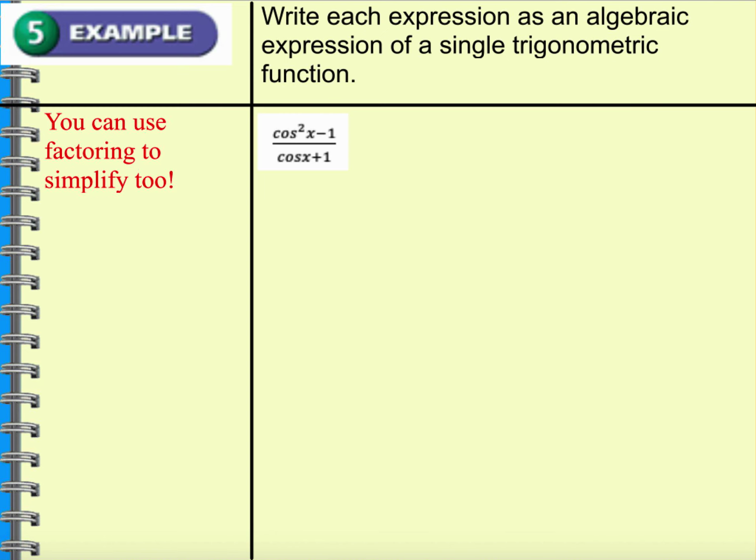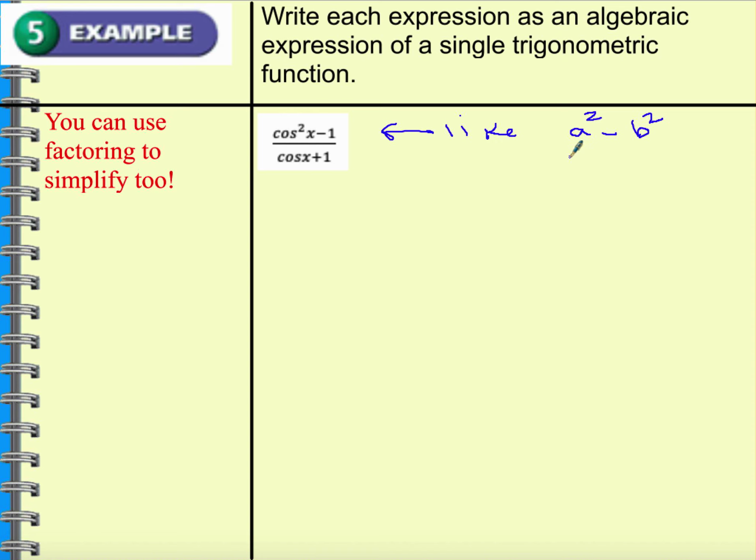Alrighty, we have one last one here. So we can actually use factoring in order to simplify as well. So I'm going to use factoring to solve this problem. I've got in my numerator cosine squared minus 1 divided by cosine plus 1. In the numerator, it's written kind of like in the form something squared minus something else squared, since we know that 1 is really 1 squared, right? And this is a difference of 2 squares.